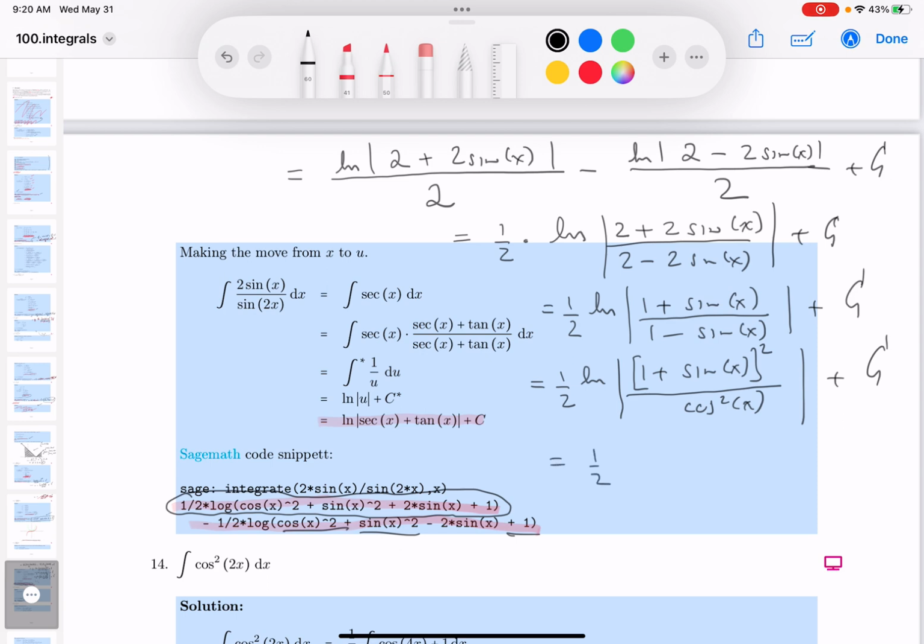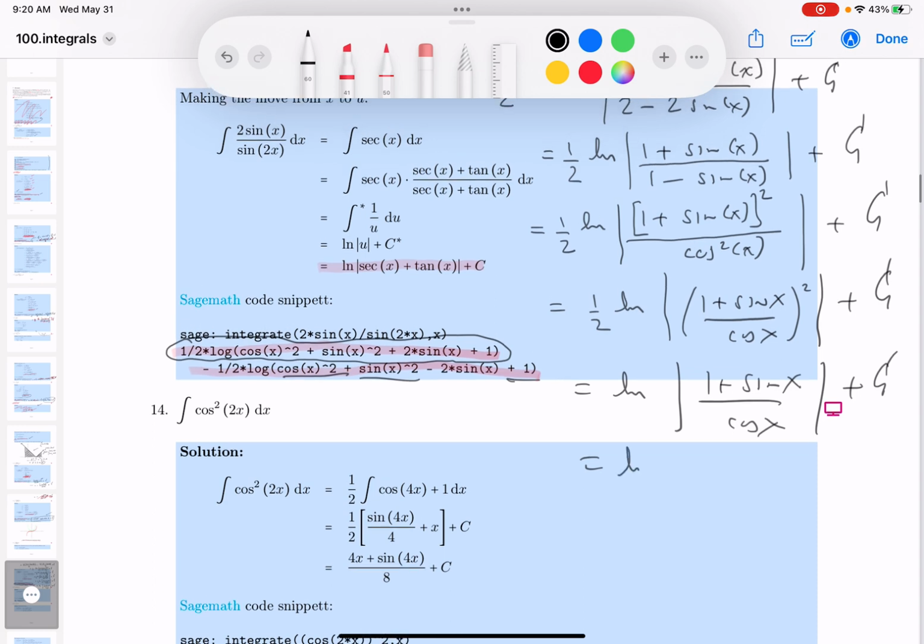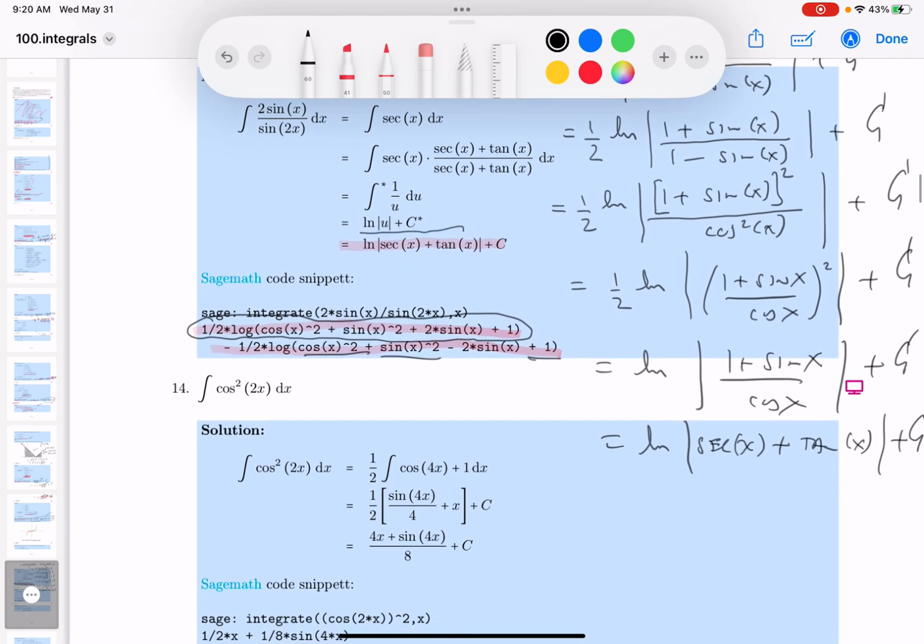So 1/2, the natural log, the absolute value is going to be 1 plus sine x over cosine x, that whole thing squared, plus c. Well, I'm going to pull a 2 down now, and what do I get? I get natural log, absolute value, 1 plus sine x over cosine x plus c. Wow, I think I'm seeing it now. What am I seeing? The natural log, 1 over cosine is secant x. Sine x over cosine x is going to be tangent x. So yes, it's an equivalent answer. But again, I think this one here is a more expected answer to get.